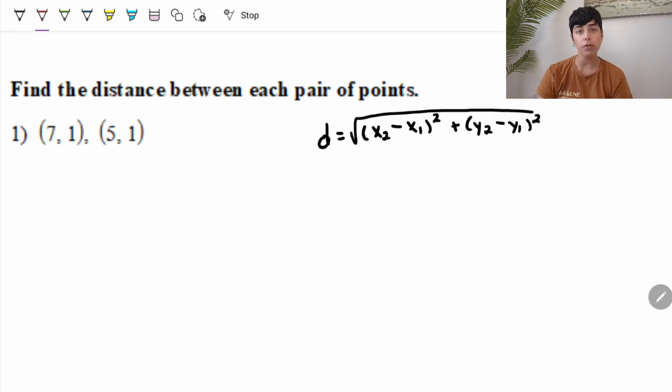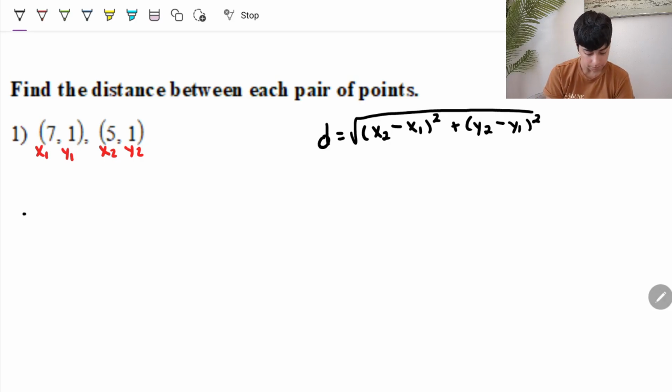So first things first, if you struggle with plugging stuff in, label your points and then plug them in. So we're going to have x1, y1, x2, y2. It doesn't matter who's the 1 and who's the 2. Since we're adding, it won't change your final answer. So if you want to put them in the other order, you'll still get the same answer as I do by the end of this video.